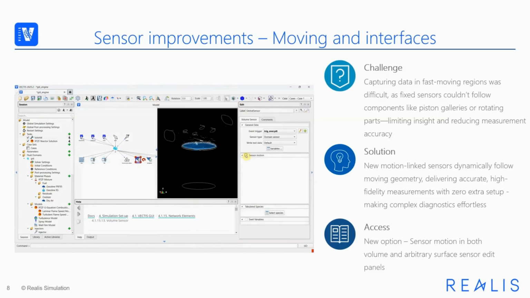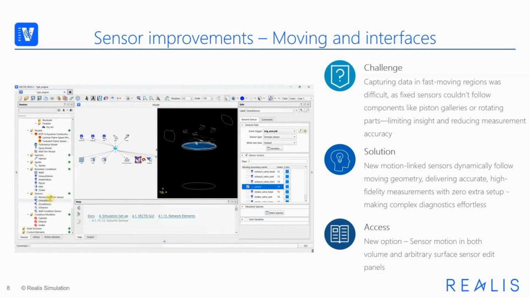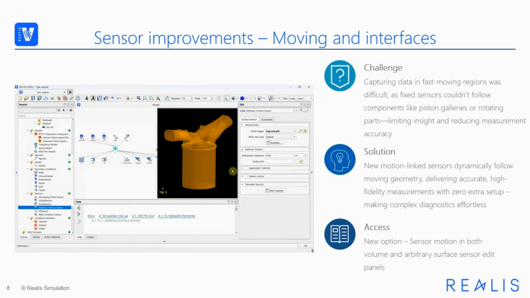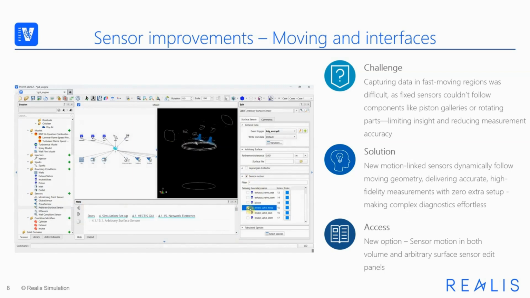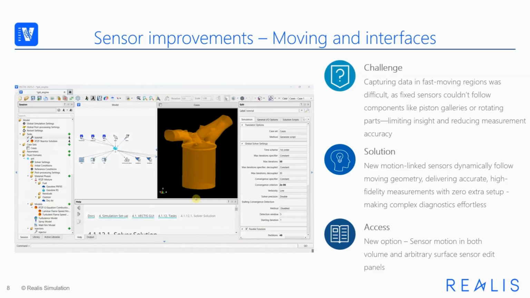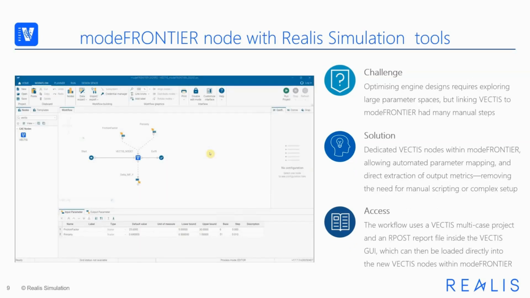You simply assign a moving boundary ID to the sensor and it will automatically inherit the same translations or rotations as that component. And this works for both volume and surface sensors with no extra motion setup. It makes diagnostics of things like piston gallery cooling, rotating flow tracking, and oil jet fill ratios straightforward and accurate. And it's a big improvement on usability for anyone using moving geometry applications.